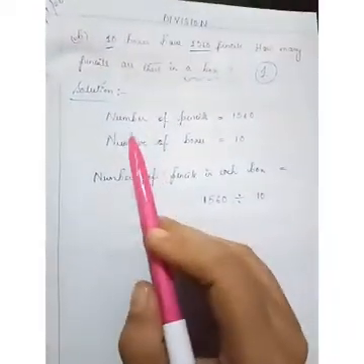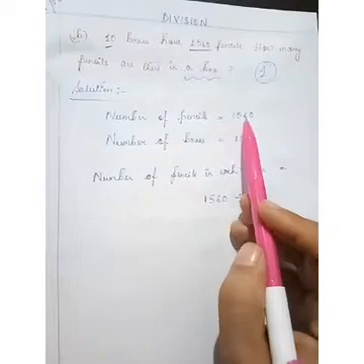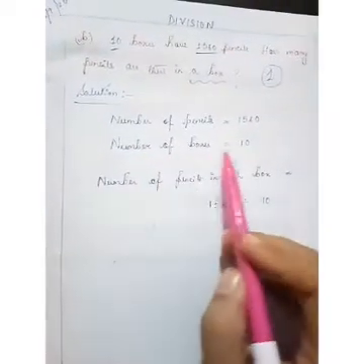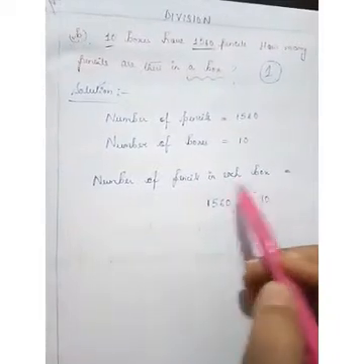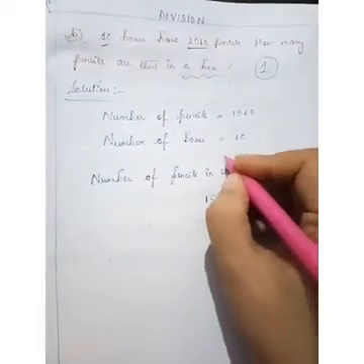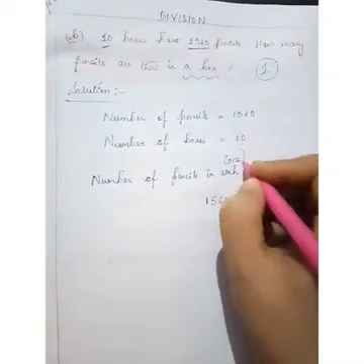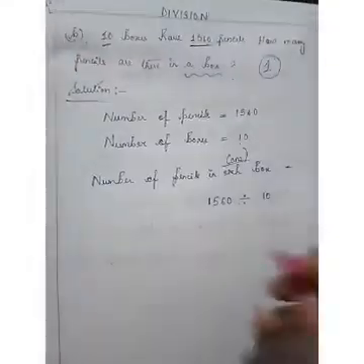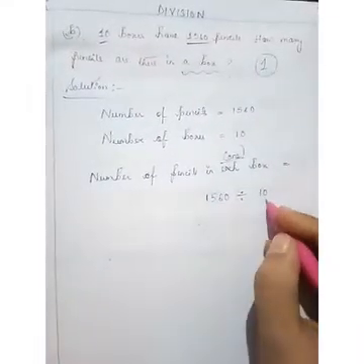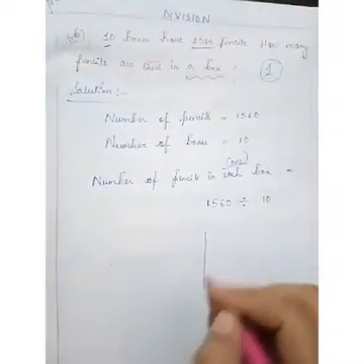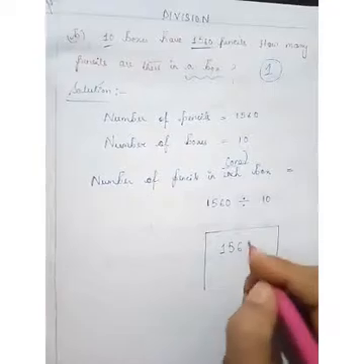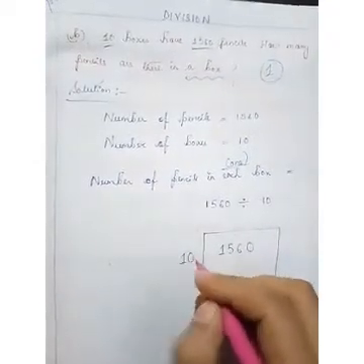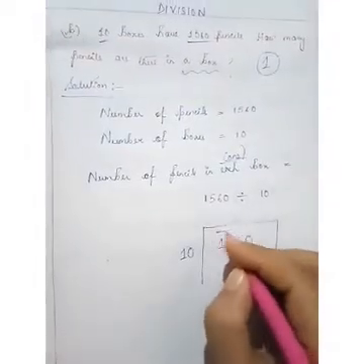So I have written here a simple statement. Number of pencils equals 1560, number of boxes equals 10. Now we have to find number of pencils in each box, or in one box also you can write. You can write one box also, each box also. So we will divide the number. This is the dividend, this is the divisor. So I'll make the box. 1560 divided by 10.